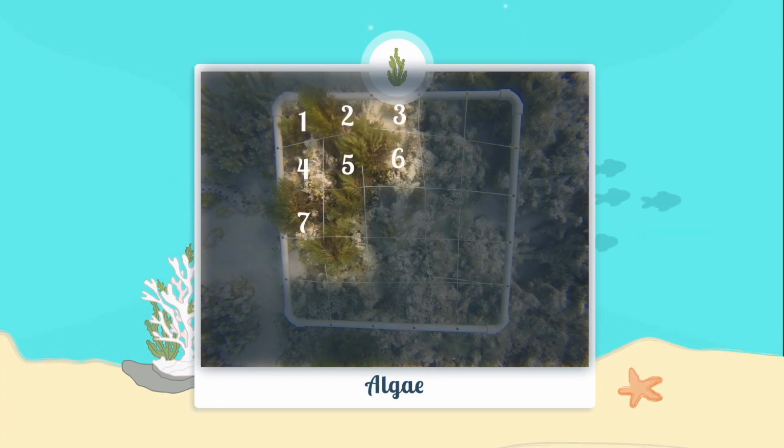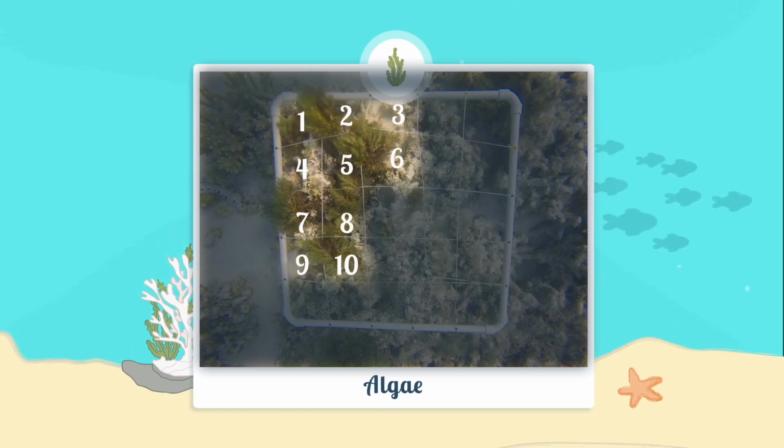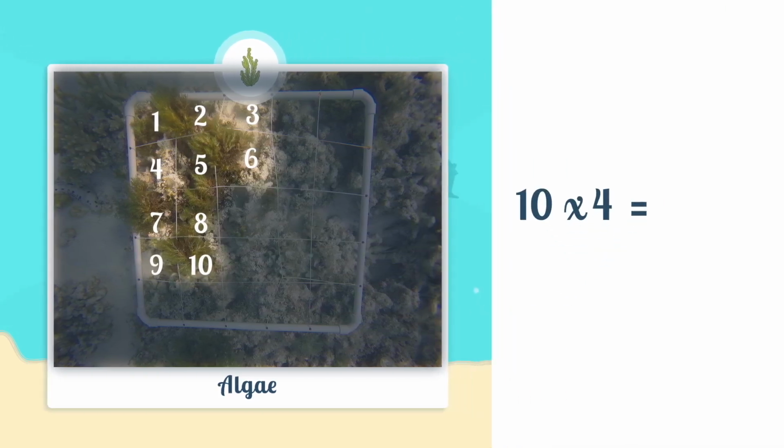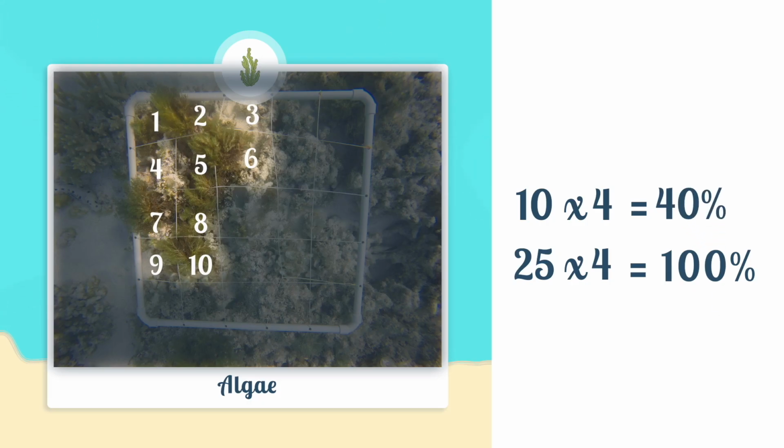Next, we need to turn that number into a percent. To do this, we simply multiply each number by 4. This is because each quadrat has 25 squares inside it. 25 times 4 equals 100%. So the number of squares times 4 equals the percent of the quadrat that's covered in algae. In this case, 40%.